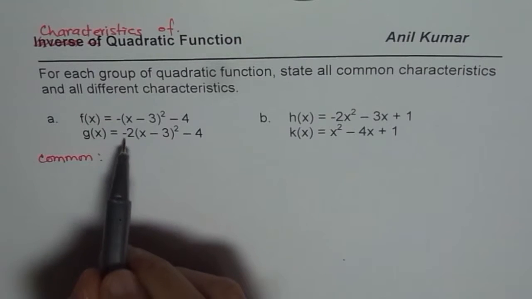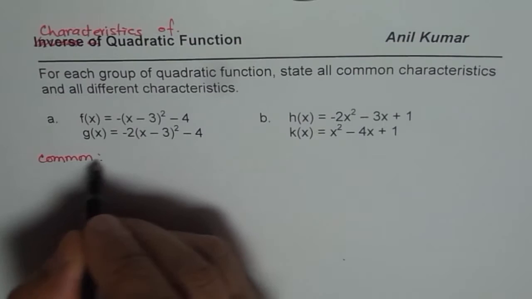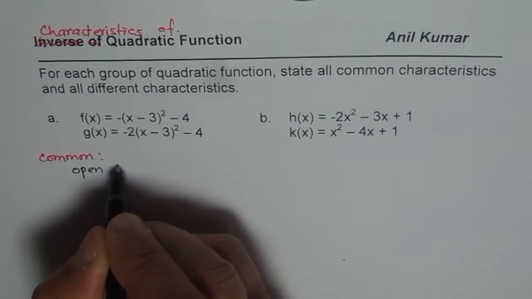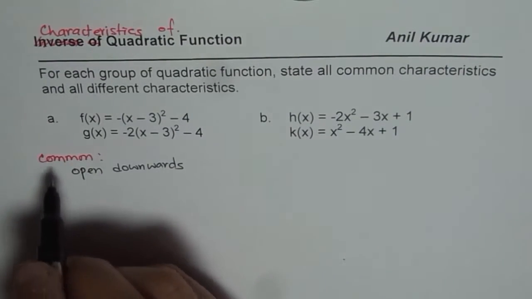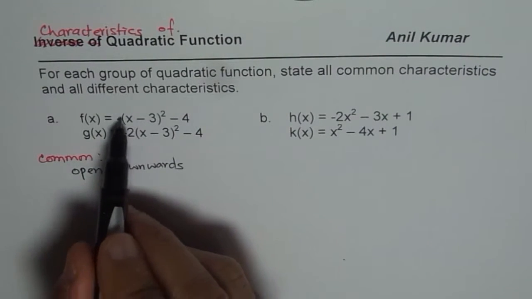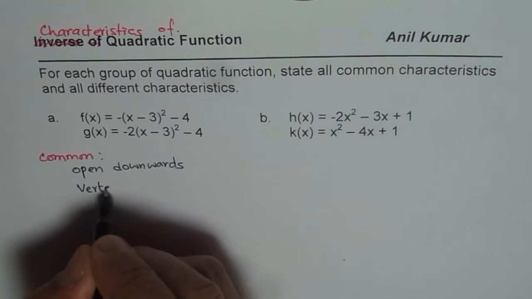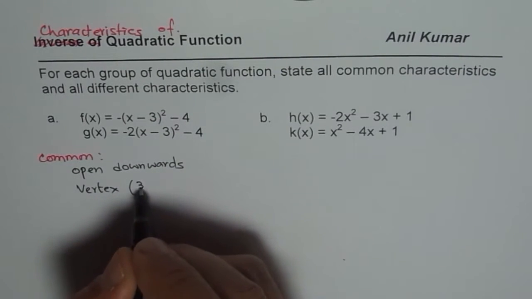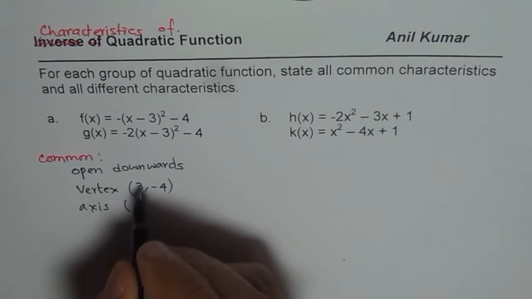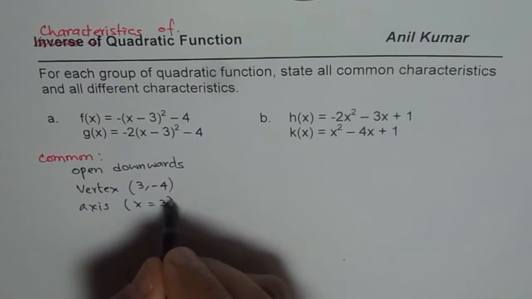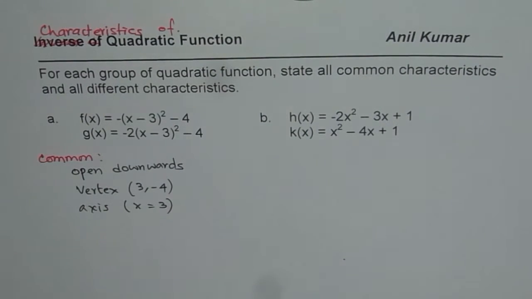Let's begin with this minus sign, that means both are negative, so they open downwards. So the common characteristic is they open downwards, right? That is the first thing which you can see. Second, the vertical stretch of 2 is different, but what is common is the vertex. We have a vertex which is at 3 and minus 4, that is common. We have the axis also common, the axis is at x equals 3, correct? So these are the common characteristics which we have.